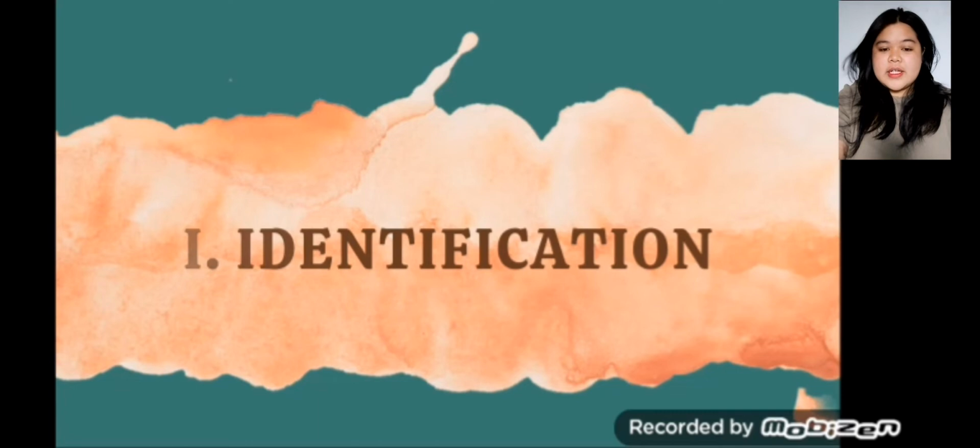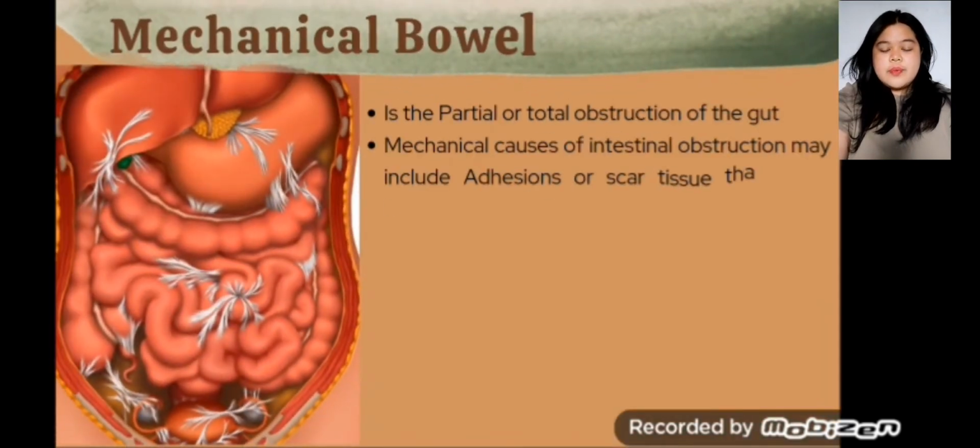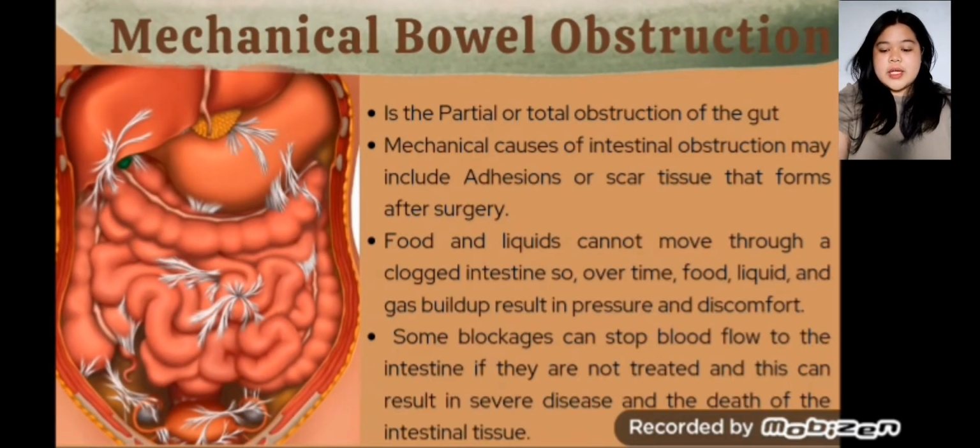First off is the identification. You might be wondering, what is a mechanical bowel obstruction? A mechanical bowel obstruction is a partial or total obstruction of the gut. Although an obstruction can occur anywhere in the intestine, the small intestine is where it frequently happens. Why? Because the small intestine is located in the higher part of the intestine, while the large intestine is located in the lower part.